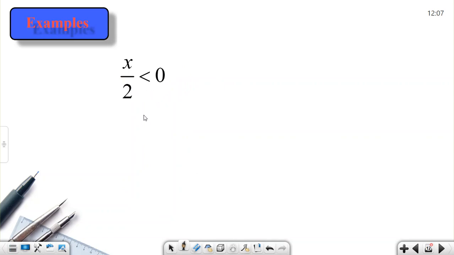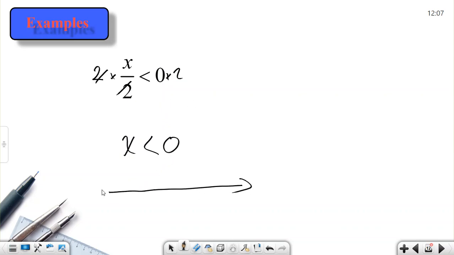Okay, another example: x divided by 2 is less than 0. So when you multiply both sides by 2, 2 divided by 2 is 1. So x is less than 0 times 2, which is 0. x is less than 0.